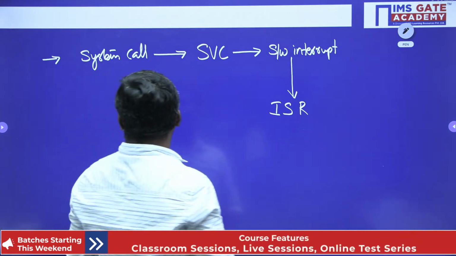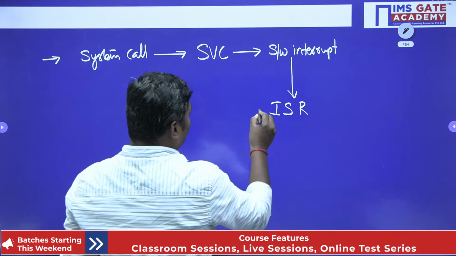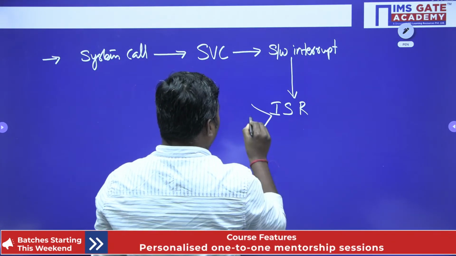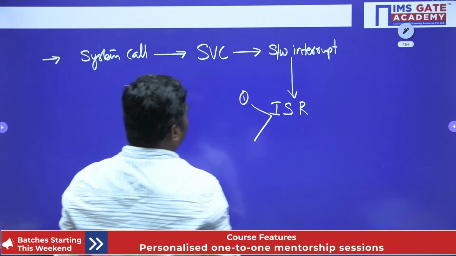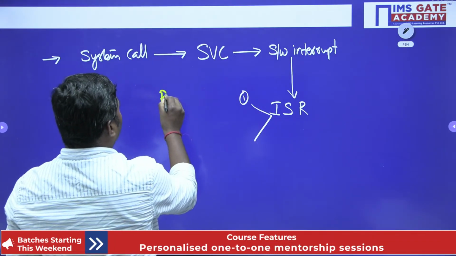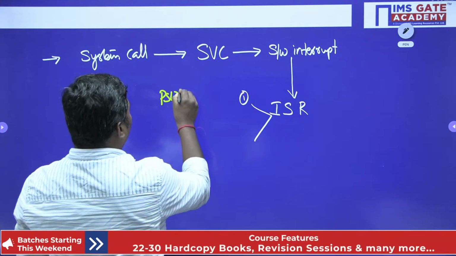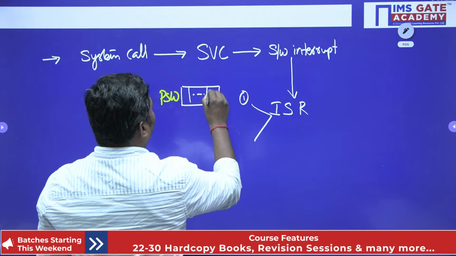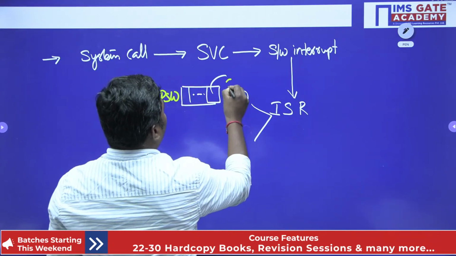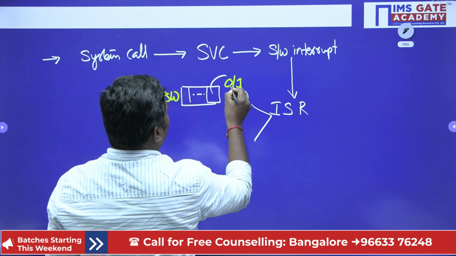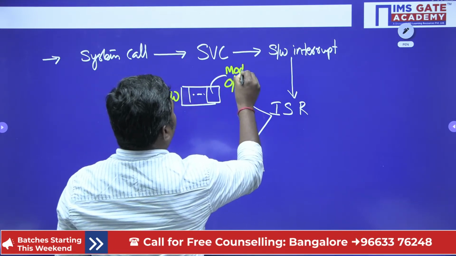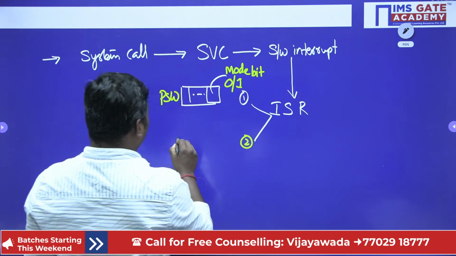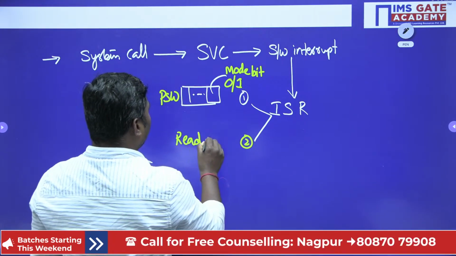This will do two activities, and I will mark it like this. What is step number 1? Step number 1: the process status word. The mode bit, you have to change from 0 to 1. This is the mode bit. Change the mode bit. What is the second step? Read the dispatch table.